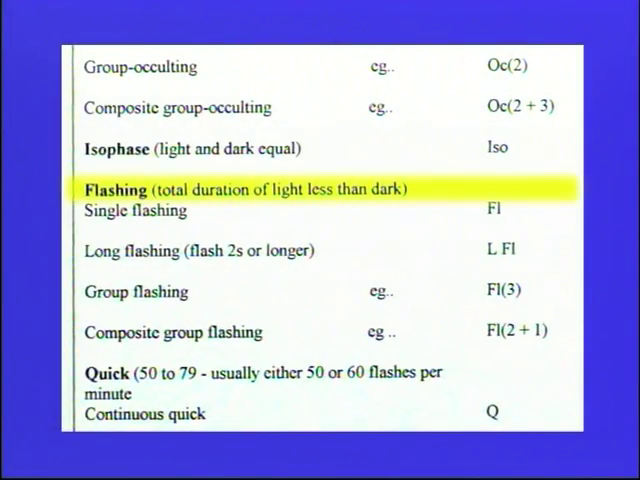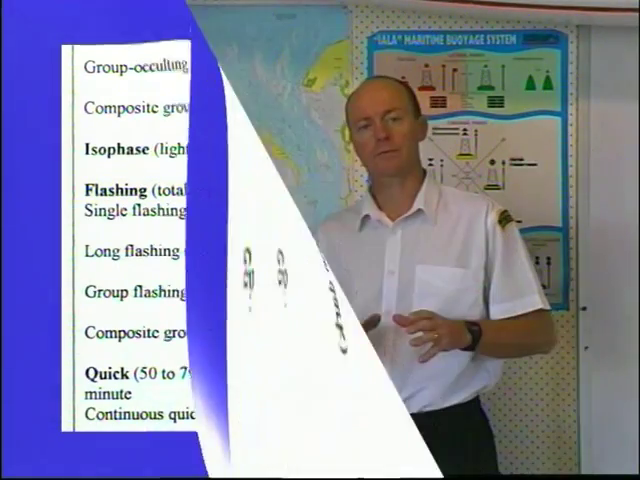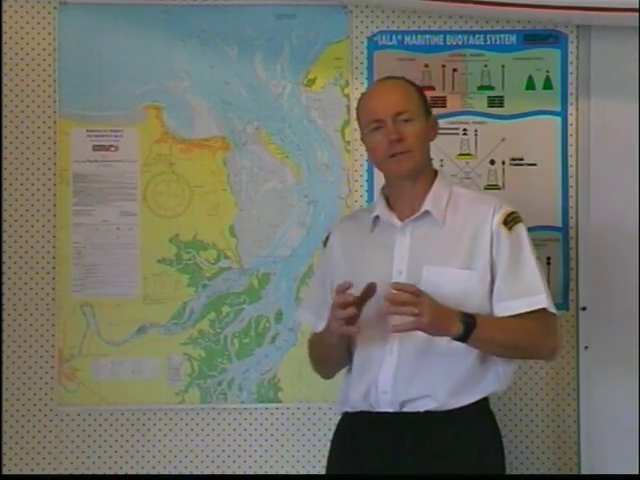We saw some flashing earlier. Let's just have a look at flashing. The definition of flashing: total duration of light is less than dark. So for example, if it was flashing every 3 seconds, then at the 3-second mark it would go flash. 3 seconds later, flash. So 1 flash every 3 seconds.